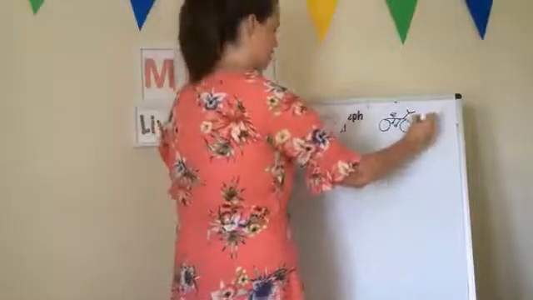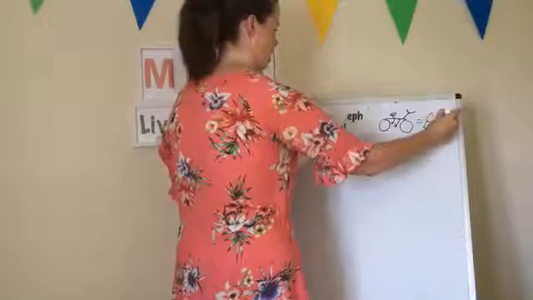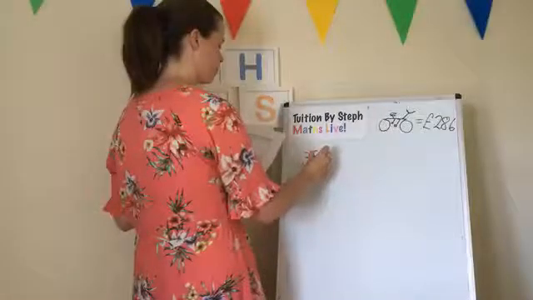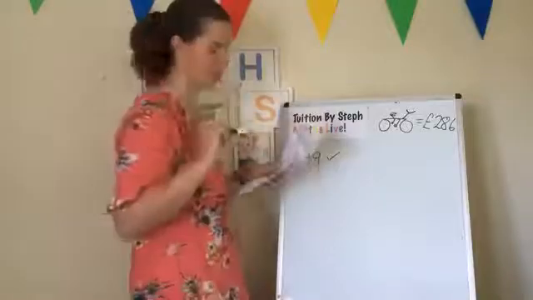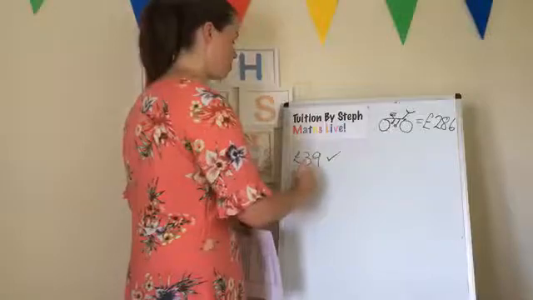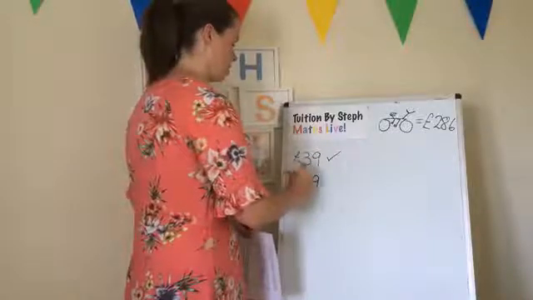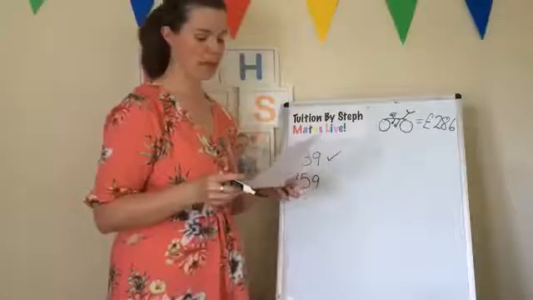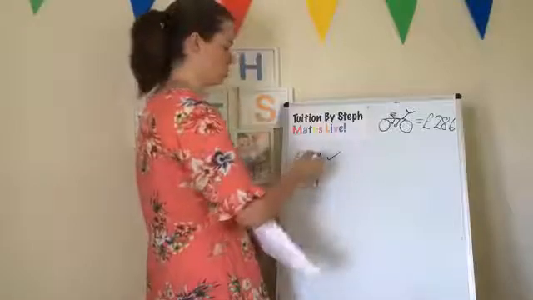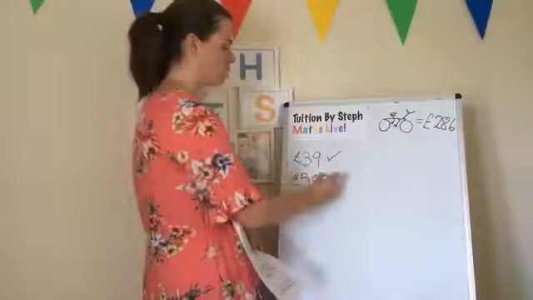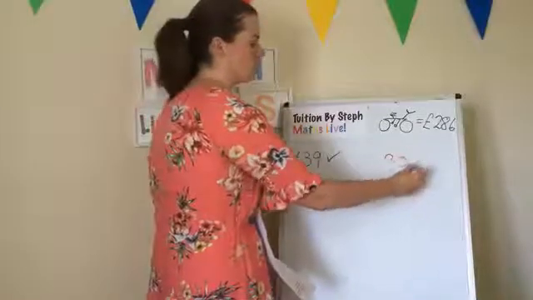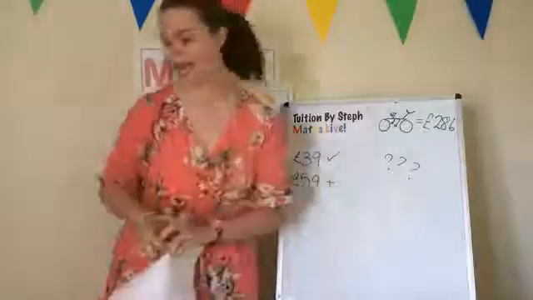So this bike costs £286. She's already saved £39. She's already saved that, well done Dorothy. And is then given £59 for her birthday. Okay, so she's given £59 for her birthday. How much more does she need to save? How much more? So she's already had £39. She was given £59 for her birthday. How much more does she need to save in order to be able to afford the bike? Have a go at that.